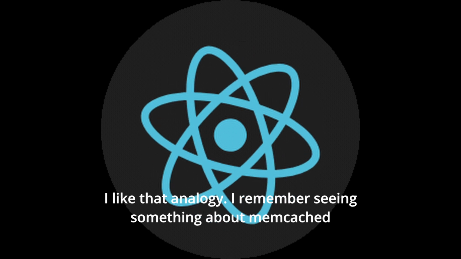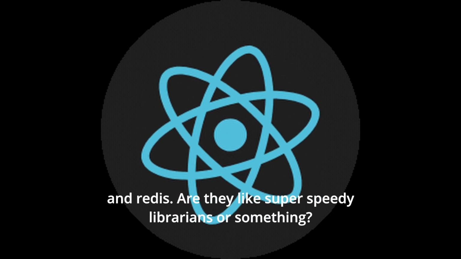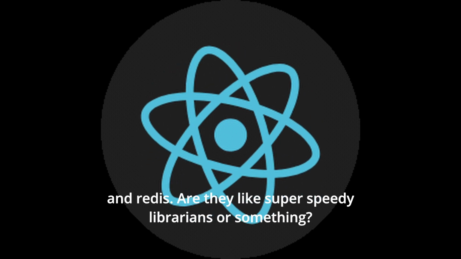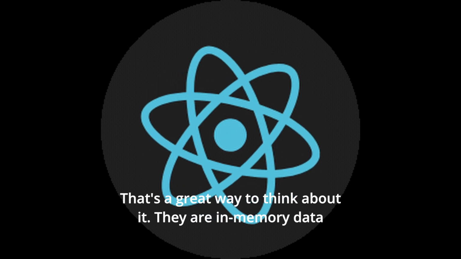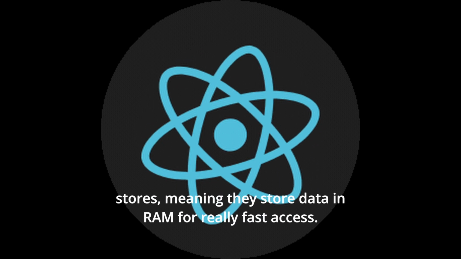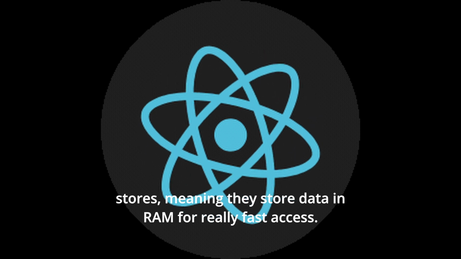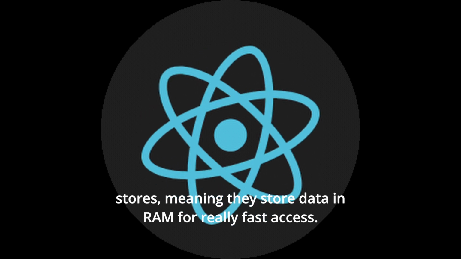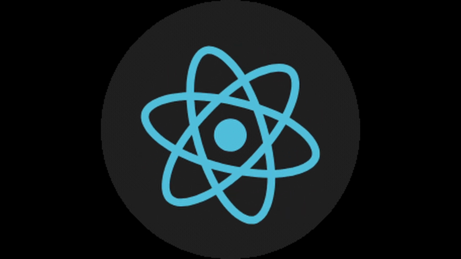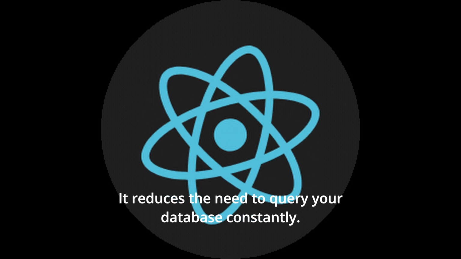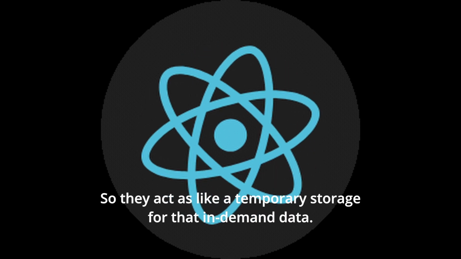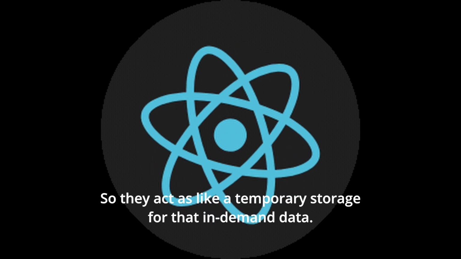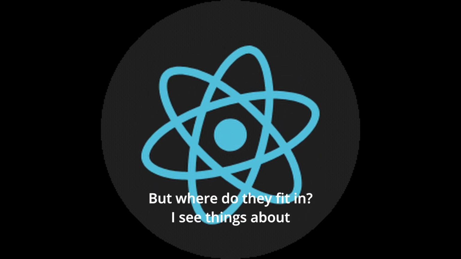I remember seeing something about Memcached and Redis. Are they like super speedy librarians or something? That's a great way to think about it. They are in-memory data stores, meaning they store data in RAM for really fast access. So they can speed things up. It reduces the need to query your database constantly. So they act as a temporary storage for that in-demand data. Exactly.